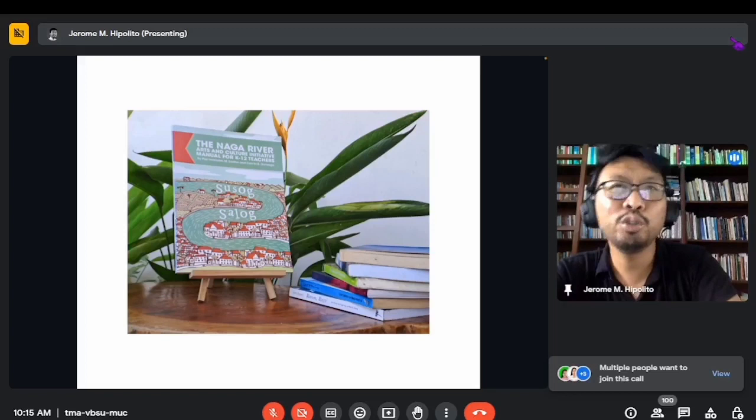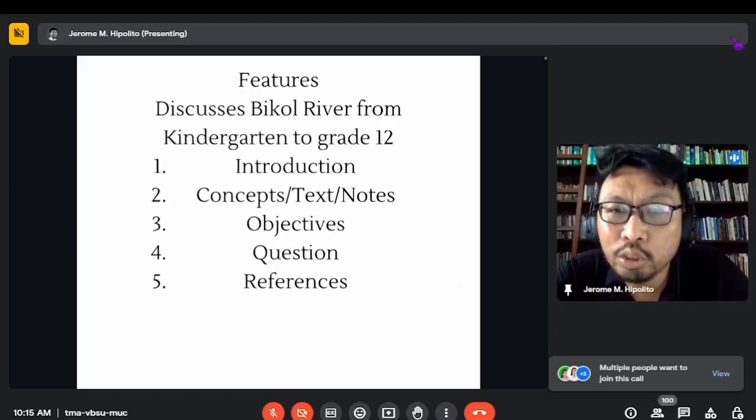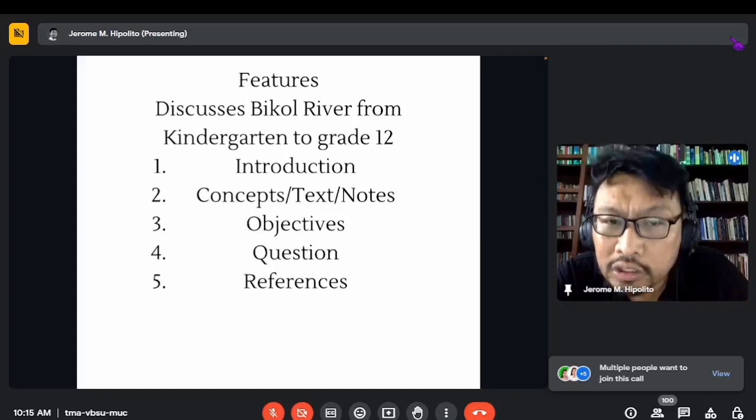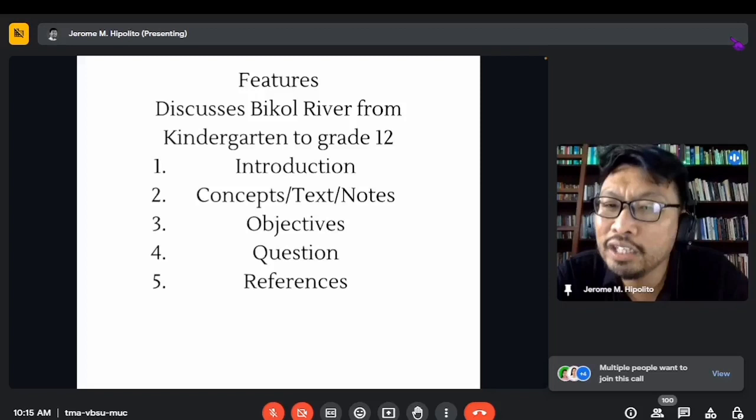Pero ito yung design nila, may introduction. So the discussion of Bicol River from kindergarten to grade 12. So may introduction sila, may concept or the text or notes. Laging may ganun, di ba? And then may objectives and then question and then reference. So yun.